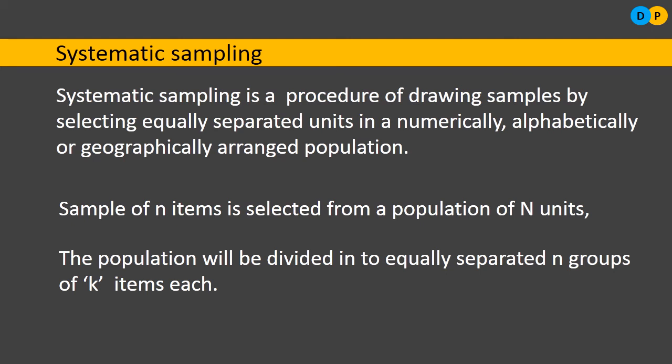So as I said, I cannot give away 100 watches to all the 100 individuals. I am having only 10 watches. So what am I doing? I am dividing the entire population of 100 individuals into certain groups. How many groups can I divide them into? I can divide them into 10 groups, so each group will have 10 items. So this is what it is saying: the population will be divided into equally separated n groups of k items each.